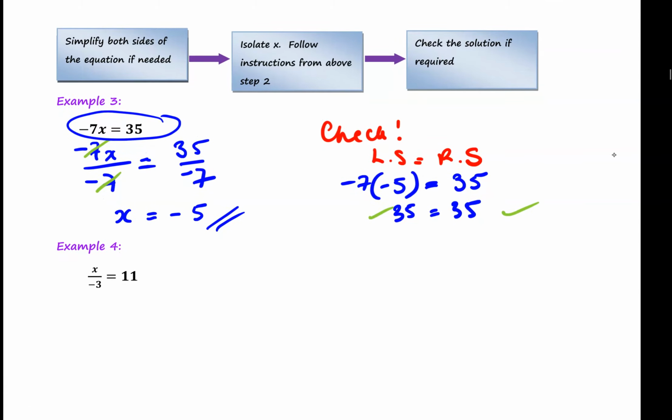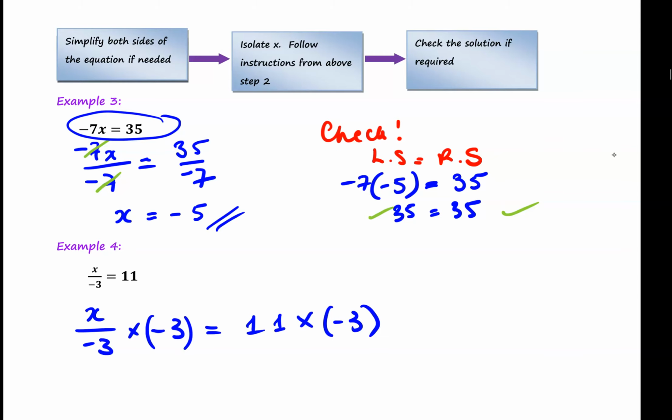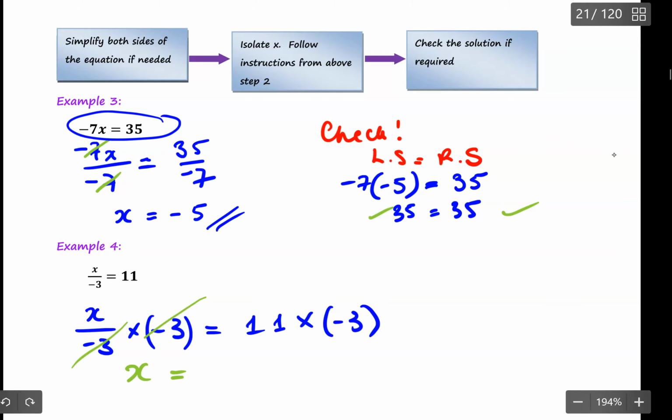x divided by negative 3 gives me 11. So again, I need to perform the operation so that I can isolate x, meaning I just have one x on one side of the equation. In this case, x is divided by negative 3, therefore I need to multiply both sides by negative 3. If you divide by negative 3 and multiply by negative 3, it cancels out and you just have x left. So x is equal to negative 33. Quite simple, right?